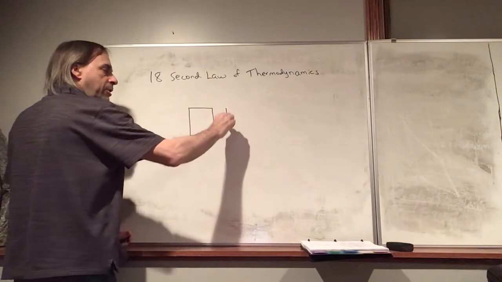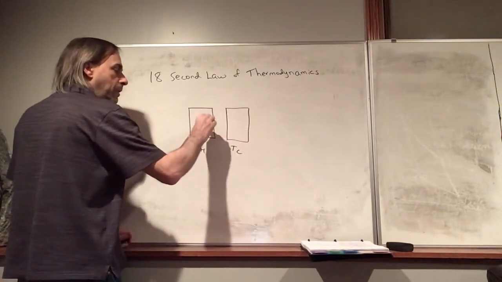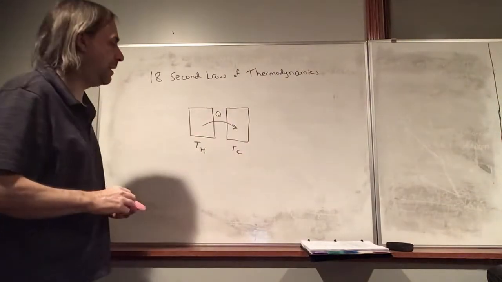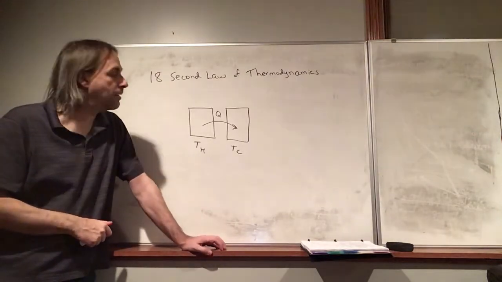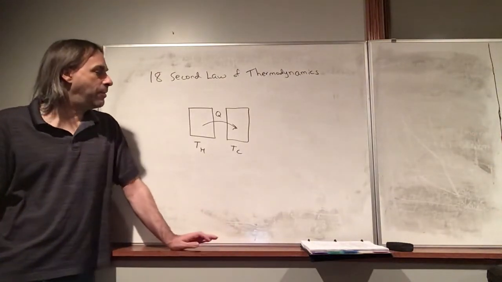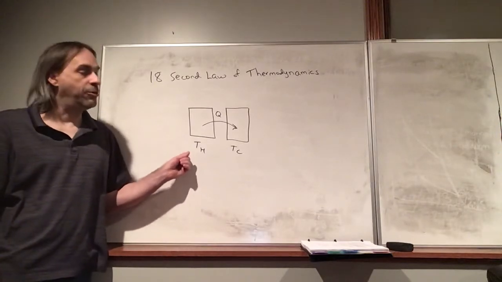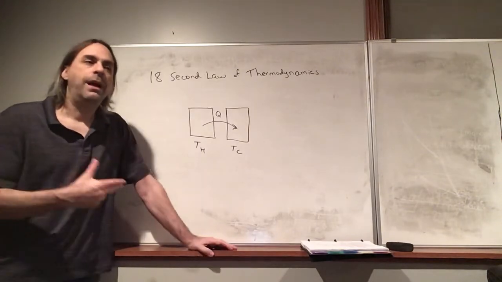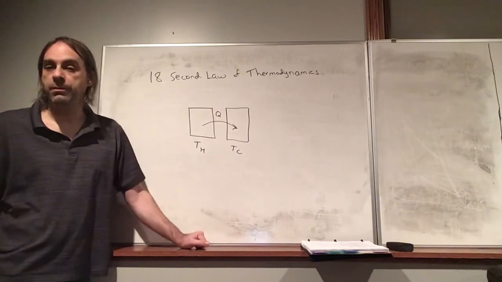Say we have two objects, one hot and one cold. And what we're going to state is that our definition of the second law is that heat will flow spontaneously from an object at a higher temperature to an object at a lower temperature and will not flow spontaneously in the reverse direction.